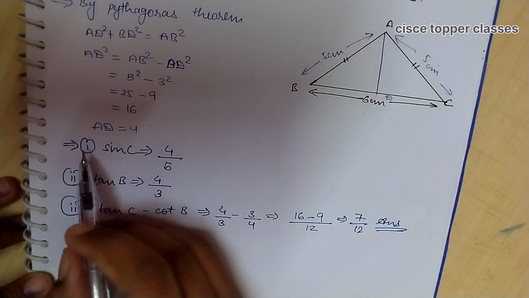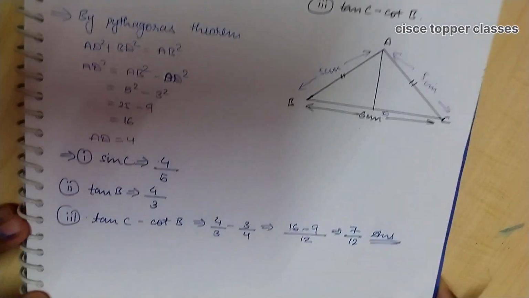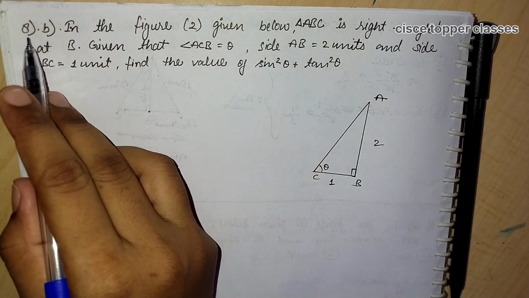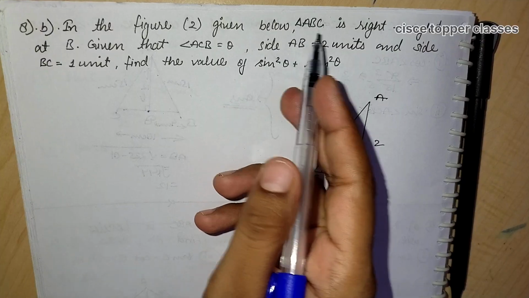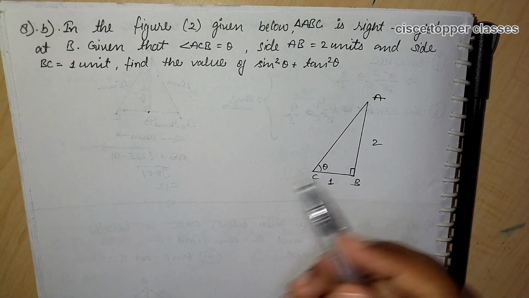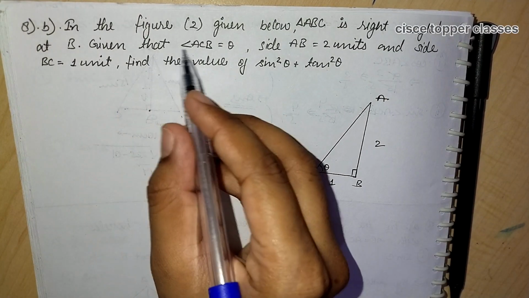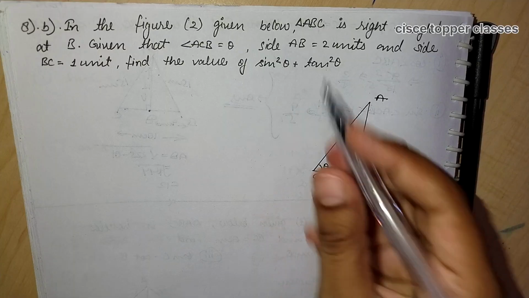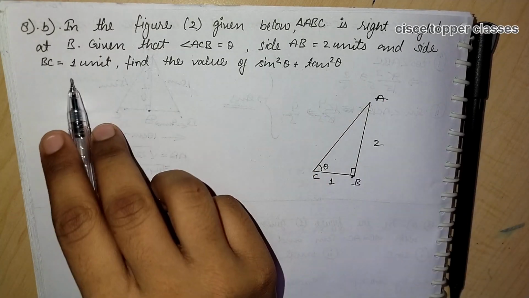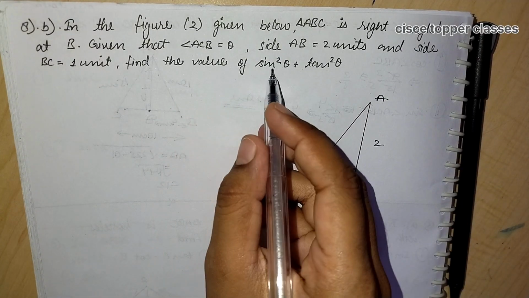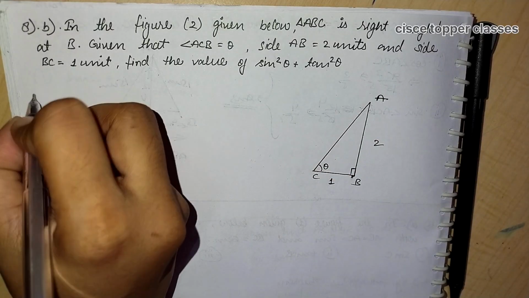And this is the answer of the first, second and third part. Let us solve here 8 second part. In the figure given below, ABC is a right angle triangle at B. Given that angle ACB is theta, side AB is 2 units and side BC is 1 unit. Then find the value of sin square theta plus tan square theta.